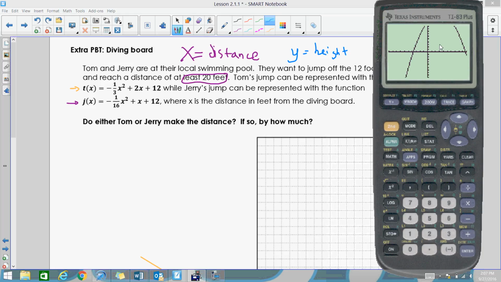But in all math classes, you have to give me evidence. So I want to know exactly where that x-intercept is. So I'm going to go second, trace, and I'm going to go down to 0. Now notice, I do this one at a time. Why? If you put both equations in there, it's going to get very confusing.